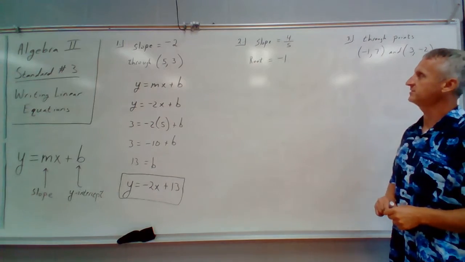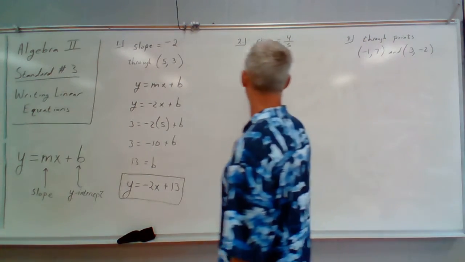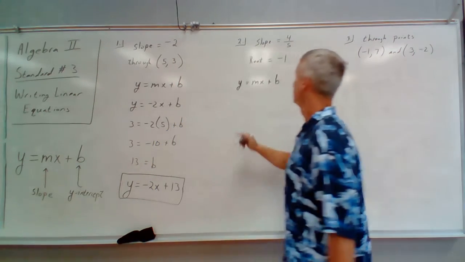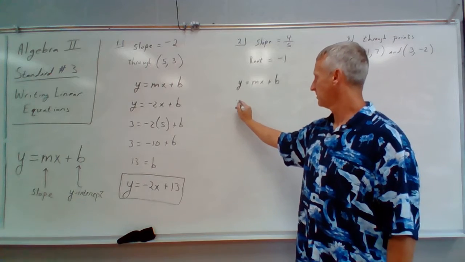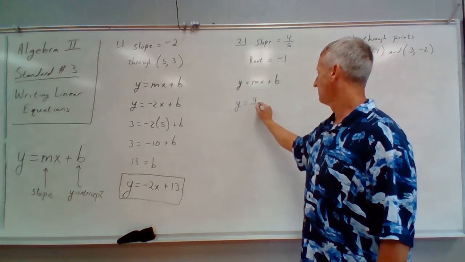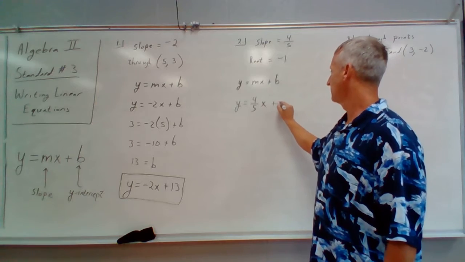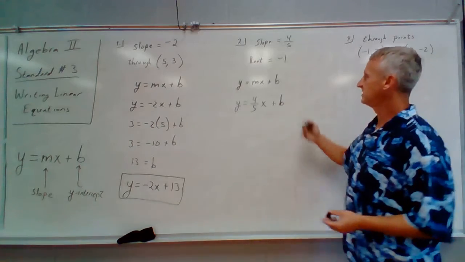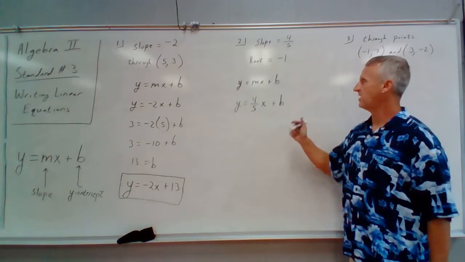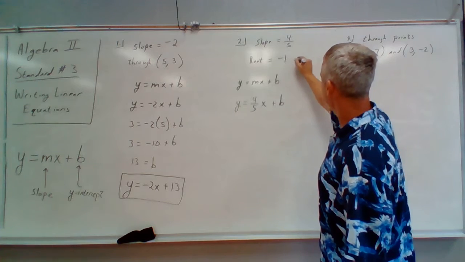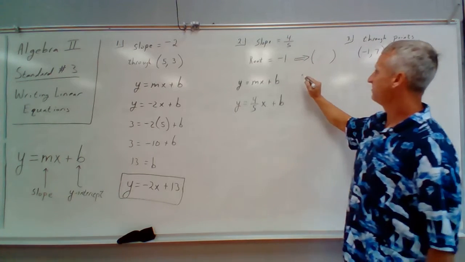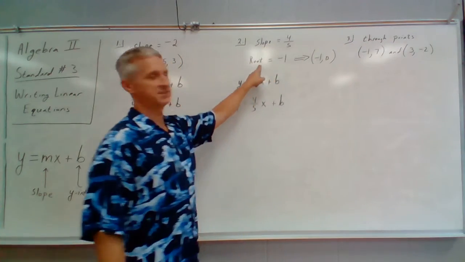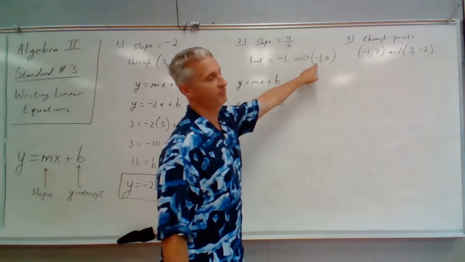All right, let's try the next one. My slope is 4/5, and I have a root of -1. So y equals mx plus b. I tell you the slope, so y equals 4/5 x plus b, but I don't tell you the y-intercept. However, I do tell you this point, so we're able to plug in an x and a y value. If the root is -1, then that means we have the point (-1, 0) on the line. That's the x-intercept. So my x would be -1 and my y would be 0.